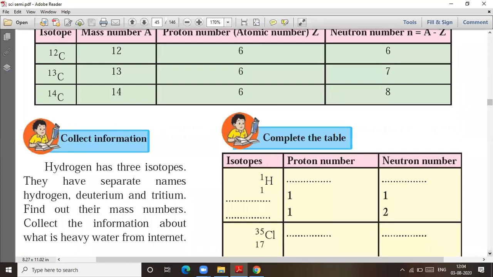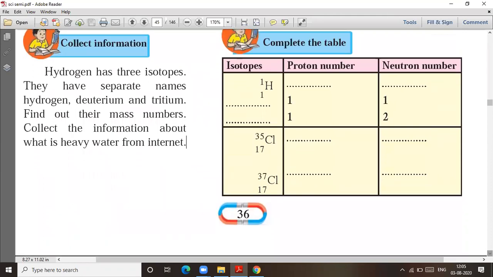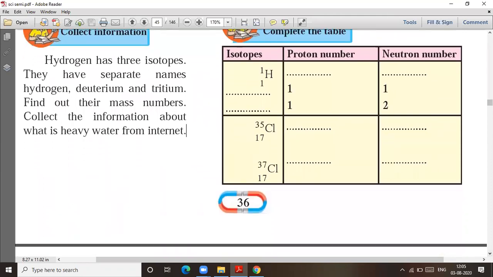Then hydrogen has 3 isotopes. Hydrogen also has 3 isotopes. They have separate names. First is known as hydrogen, second is known as deuterium, and third is known as tritium, right? Hydrogen, deuterium and tritium. Find out their masses and numbers, and collect information about heavy water from the internet. You have to find this on the internet.